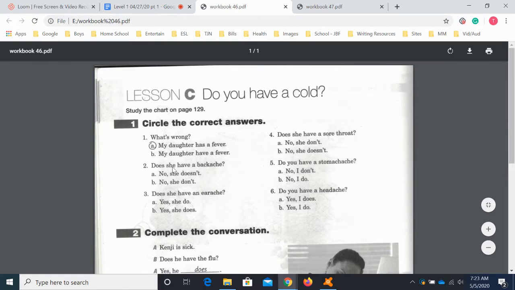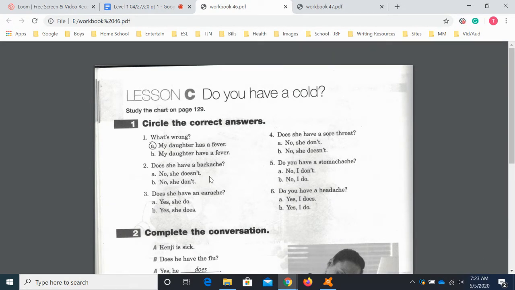Number 2, does she have a backache? Oh, I'm sorry, I didn't explain this part. Does she have a backache? And the 2 choices are no, she doesn't, or no, she don't. And of course, the correct answer is A, no, she doesn't.